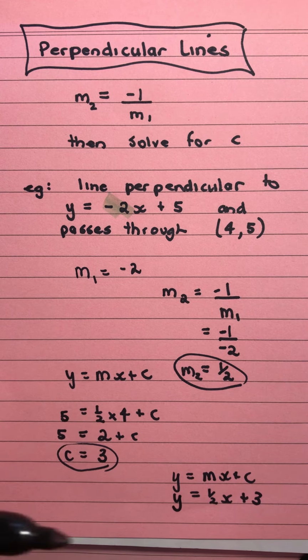So that rule also helps us to determine if two lines are parallel or perpendicular by looking at what the gradients are. And if their gradients multiply to give -1, they're perpendicular. And if they are the same gradient, then they are parallel lines.